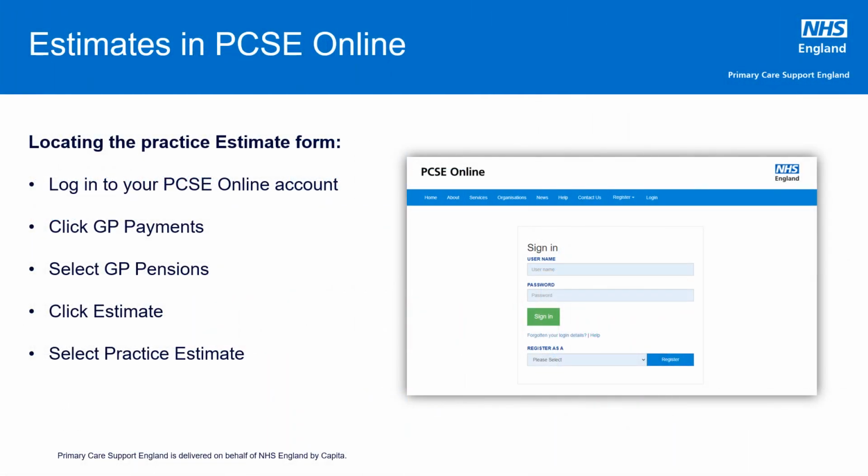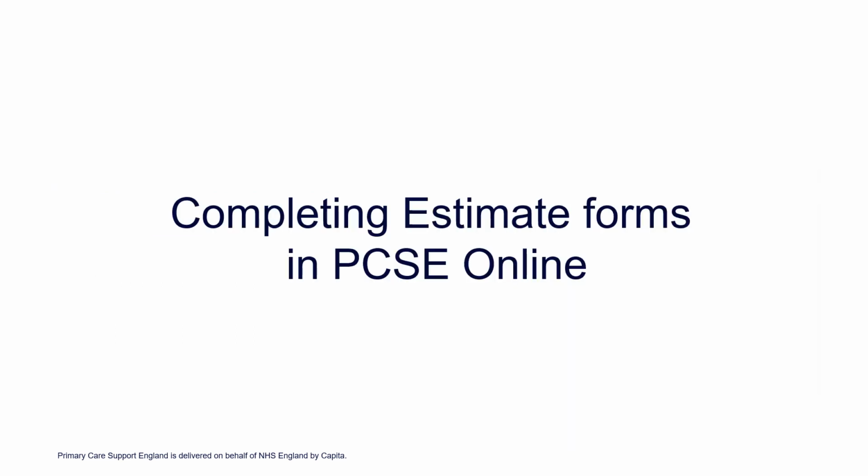When you are ready to complete your practice estimate form, you'll first need to log into your PCSE Online account. Click GP Payments, then select GP Pensions, click Estimate, and then select Practice Estimate. I'm now going to show you a short video of us completing a practice estimate form in PCSE Online.